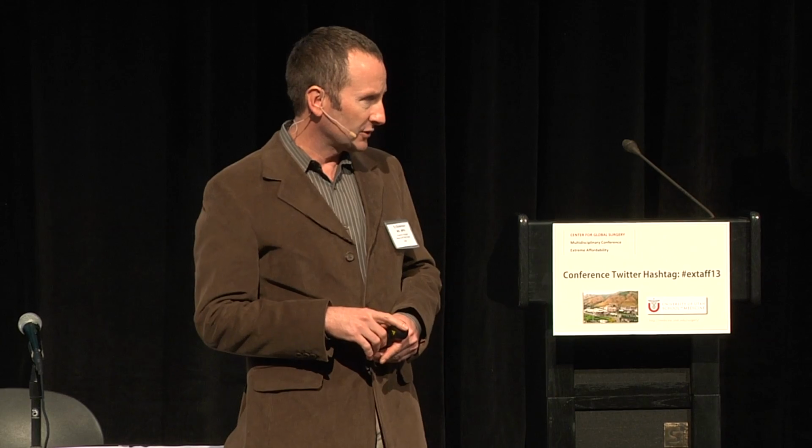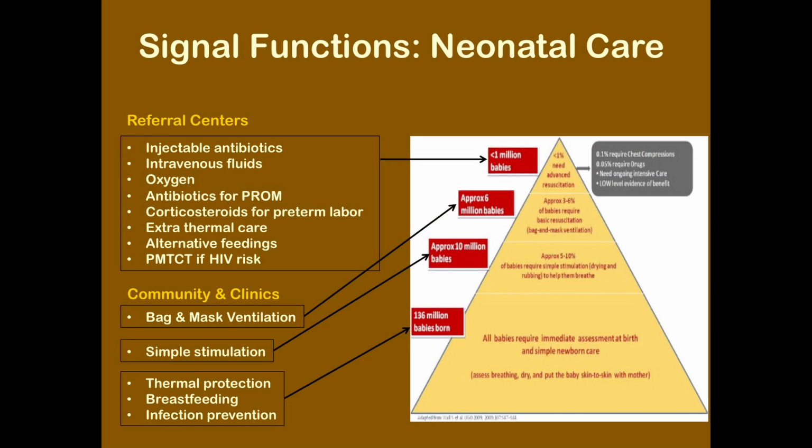Interestingly, next, the referral centers would only capture a small number of the 150 or so million births every year and would need these signal functions. Injectable antibiotics, difficult to do in the field but possible. Intravenous fluids, oxygen, antibiotics for premature rupture of membranes, and on and on. Next.